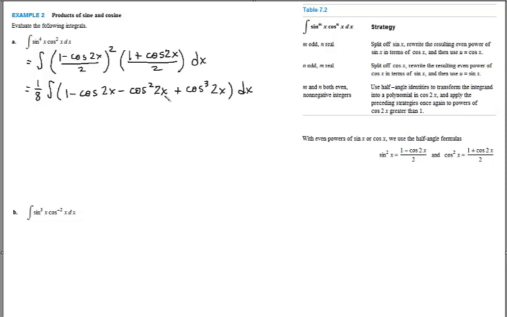Here's cosine to an even power. I'm going to use my half angle formula. Here is one like our very first one. I'm going to change this using my identity, cosine squared plus sine squared. That way I can do a little substitution on this bad boy.